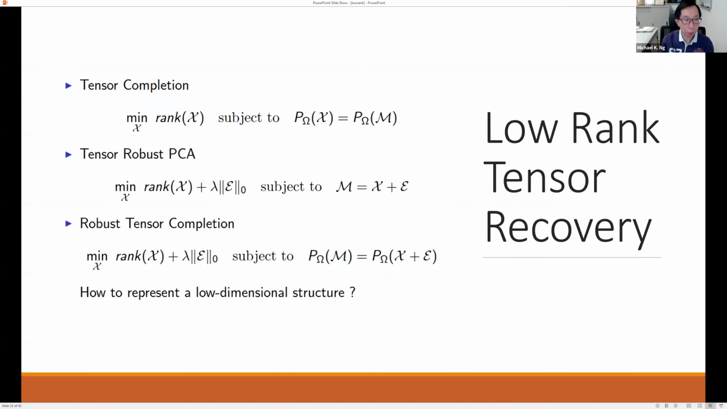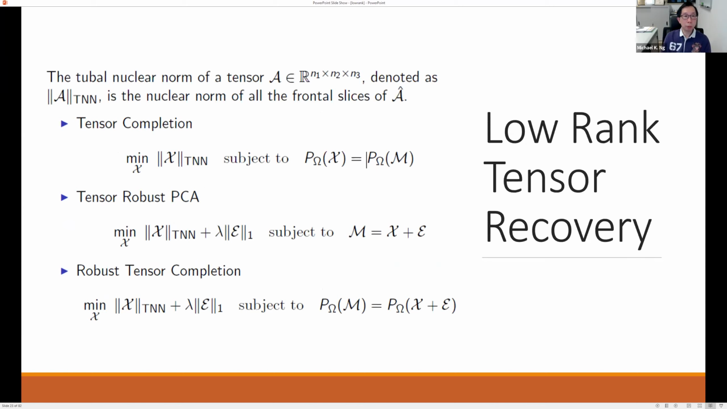So now, remember, we still need to answer this question: how to represent the low dimensional structure. So here we compute the rank. We can compute the CP rank, we can compute the Tucker rank, we can also compute the tubal rank in the representation. In order to solve this mathematical problem, of course, you can do the relaxation. Even the tubal rank is still hard to deal with, because you are doing the counting, so it's still very difficult to deal with. So you can do some relaxation.